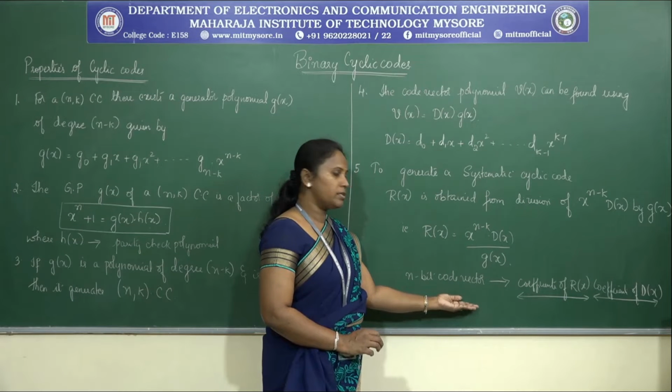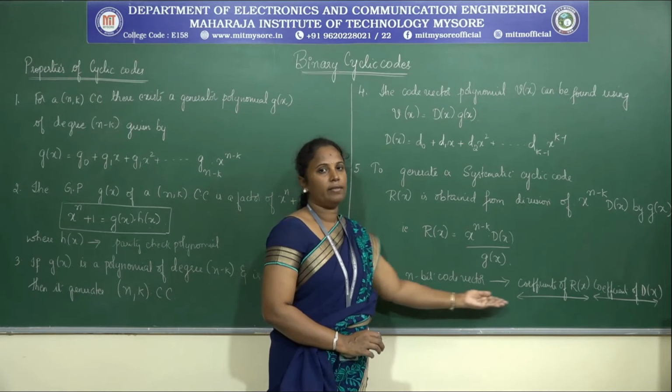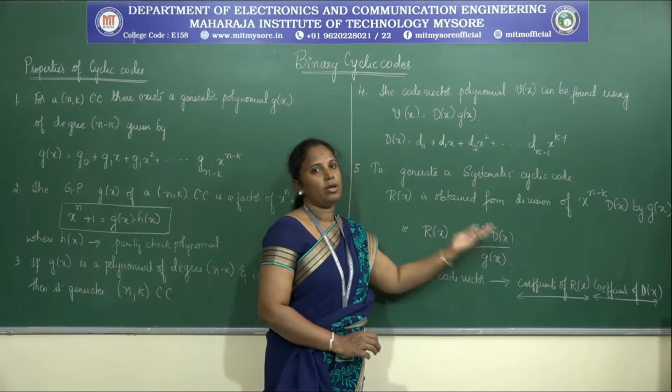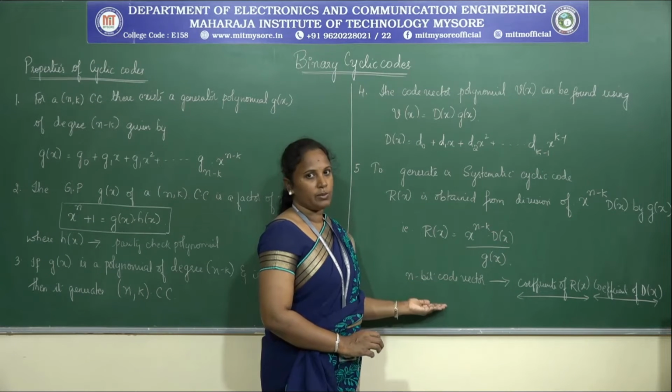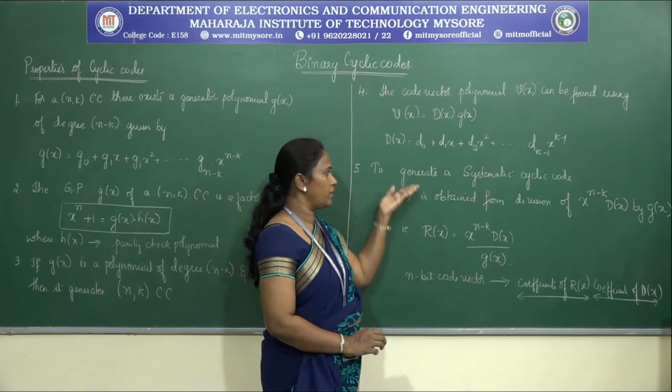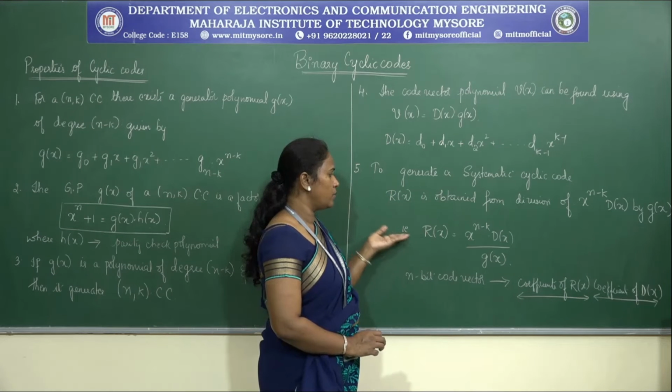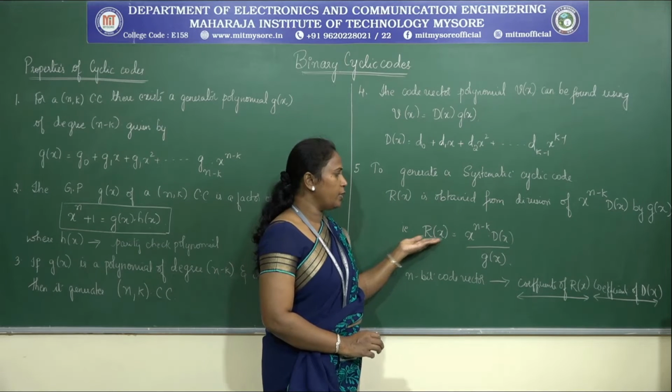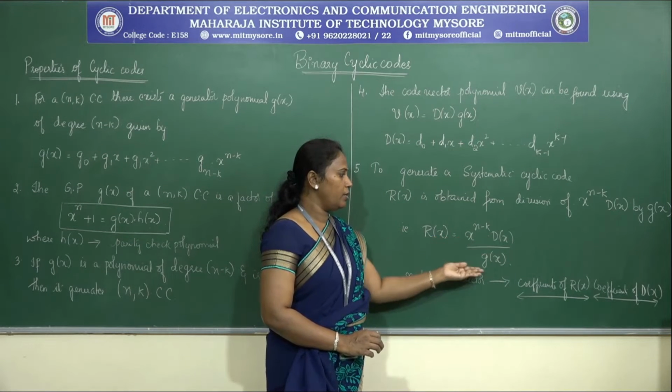Then finally, the code vector: first you place the remainder polynomial and then your message vector, or you can place your message vector first and then the remainder polynomial. That gives your code vector in the case of a systematic cyclic code. It is r of x is equal to x power n minus k into d of x divided by g of x.